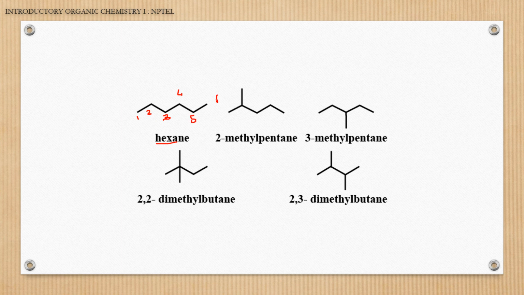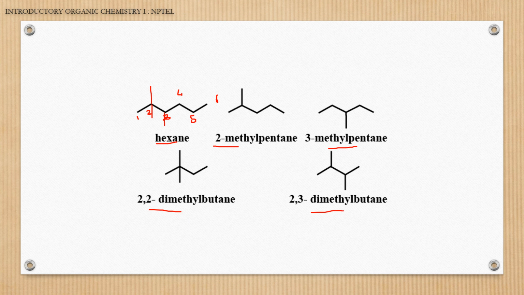So here you can place one methyl at this C2 position, one at C3 position. So that is why you are getting 2-methyl pentane and 3-methyl pentane. Okay. You can also place these two methyl at the same position. You can also place them at adjacent positions. So that is why you are getting 2,2-dimethyl butane and 2,3-dimethyl butane.